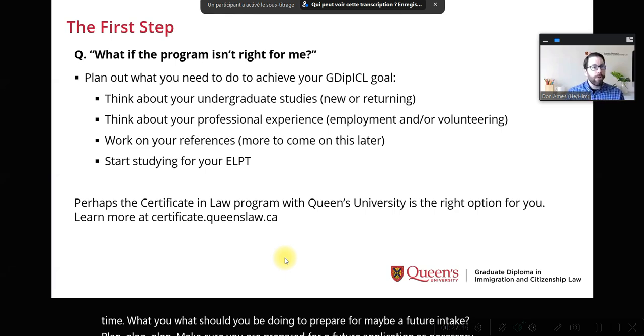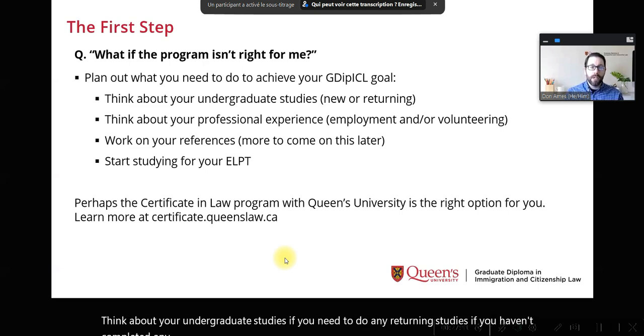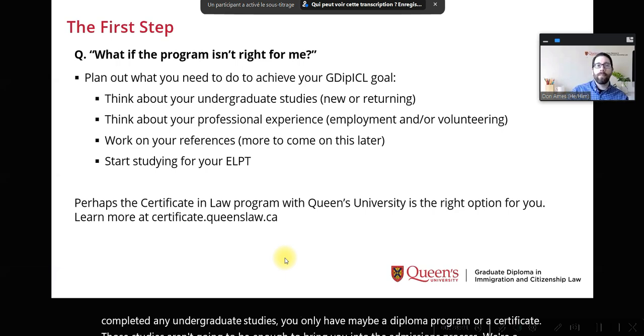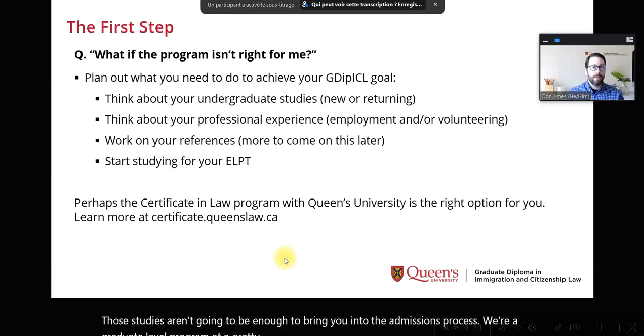Think about your undergraduate studies. If you need to do any returning studies, if you haven't completed any undergraduate studies, you only have maybe a diploma program or a certificate, those studies aren't going to be enough to bring you into the admissions process. We're a graduate level program at a pretty prestigious Canadian university. Undergraduate studies are going to be a requirement. You need to consider that.